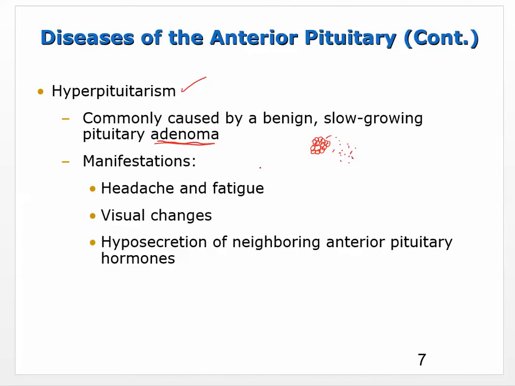Okay, so manifestations can be, really it's going to depend on which hormone, but headache, fatigue, visual changes, that's going to be associated with a tumor. Okay, so the actual tumor is going to cause these things, plus you have the other effects of the actual hormone that's being released. So hyposecretion of neighboring anterior pituitary hormones. So yeah, here in this case that I just happened to randomly pick with growth hormone, yeah, you're producing more growth hormone, but that may decrease your production of, like, let's say, thyroid hormone, okay, or something like that. All right.